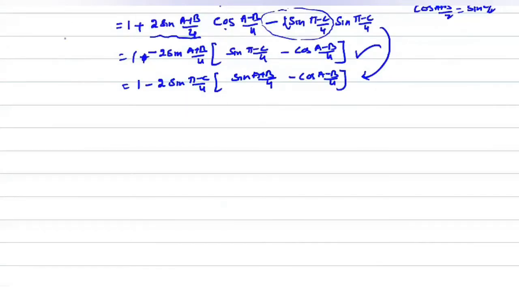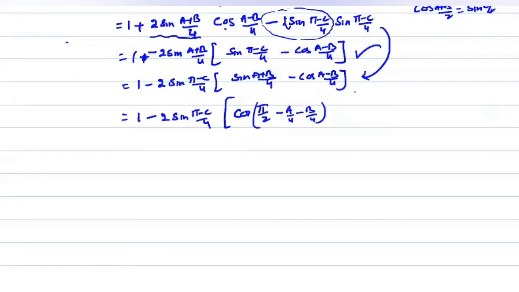Next step is 1 minus 2 sin (pi minus c)/4. What is sin theta? This is the cos of 90 minus theta, as in the before problem. Theta is (a plus b)/4, minus theta is minus a/4 minus b/4. Minus cos of (a minus b)/4 can be written as a/4 minus b/4. So I brought it into the earlier problem. So I have to apply the formula slowly.